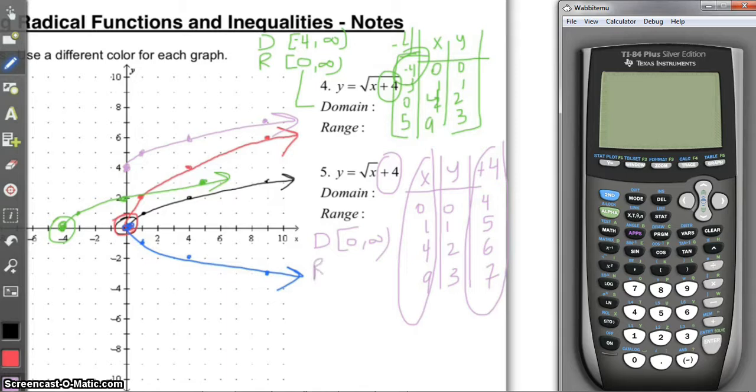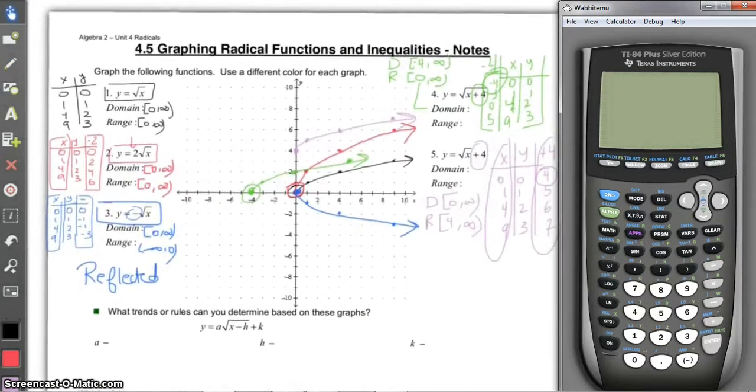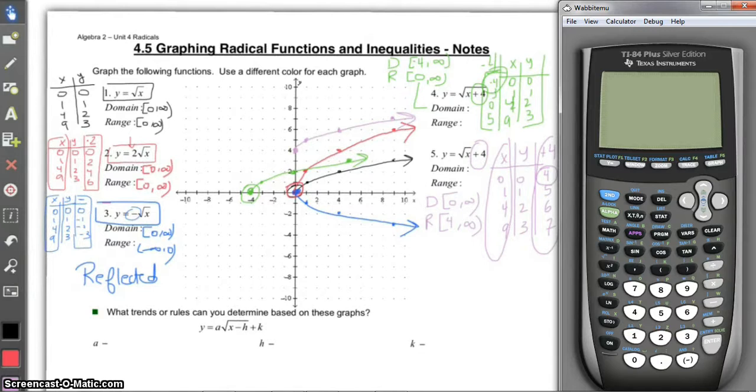And the range is going to be from the y of the endpoint, so from 4, and since it's going to go up, so to infinity. So that is 1 through 5. So what I want you to do is go through 1 through 5 and check them. Ask yourself, the domain has always been to infinity, and the range has always been to infinity.